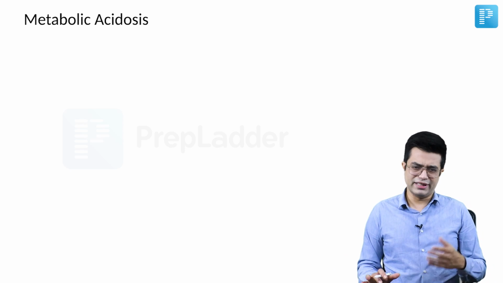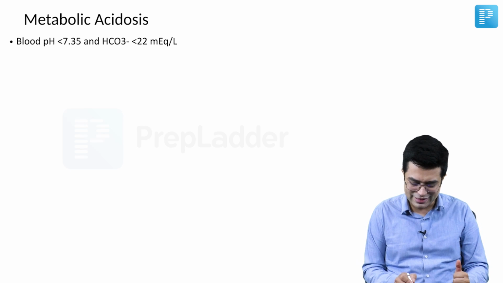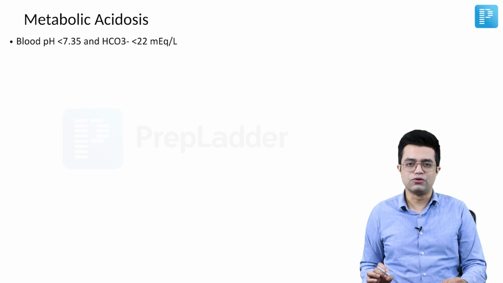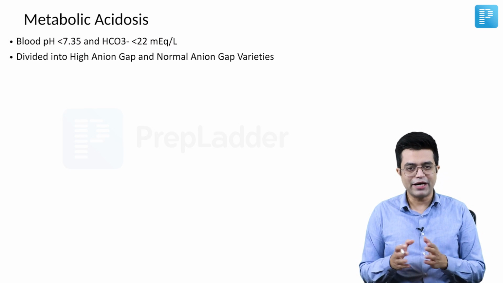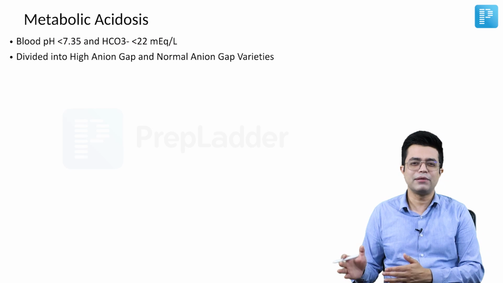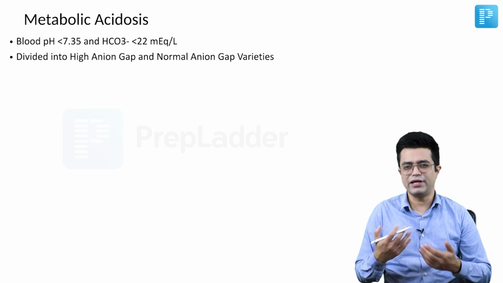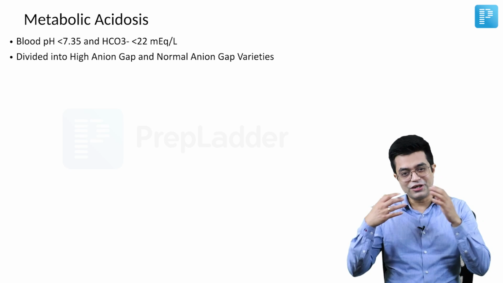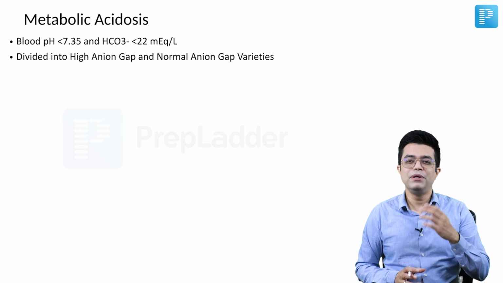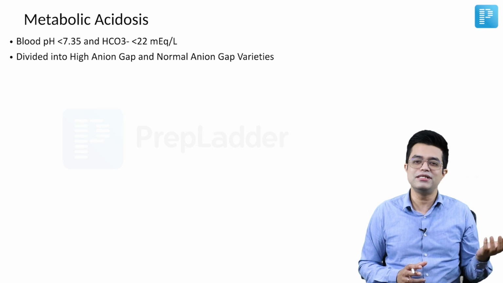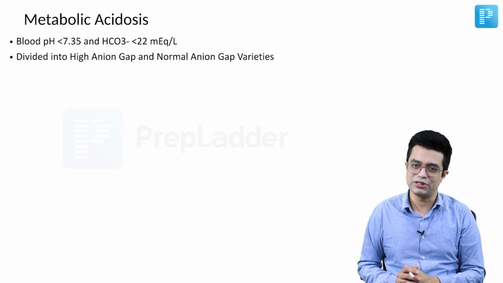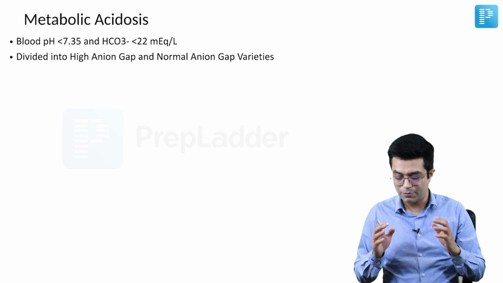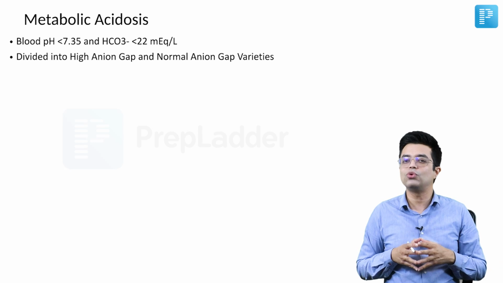So metabolic acidosis is a condition in which the blood pH is less than 7.35 and the serum bicarbonate is less than 22 milliequivalents per liter. It is divided into high anion gap and normal anion gap variants. Causes of high anion gap and normal anion gap, you must have done. It is very frequently asked almost every alternate year. It used to be asked in NEET PG. It continues to be asked in NEET super specialty. People used to mark it wrong in NEET PG. People continue to mark it wrong in NEET super specialty exam. Don't worry, I'm not going to tell you about the causes. Causes you are supposed to remember. But what we are discussing here is related to anion gap.